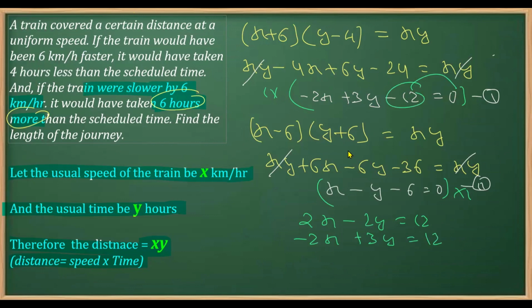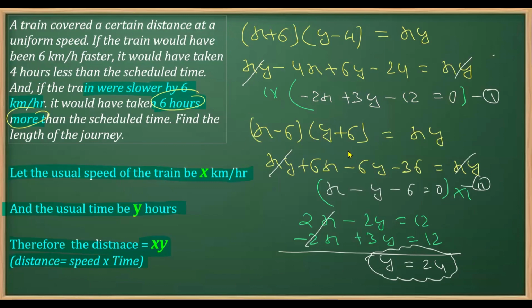Now this is on the right hand side. So now the rest is eliminating. The x terms get cancelled. This we are getting as y, and this is 24. So we got y as 24. Now I'm going to replace y in any of these equations. Let's say I replace here. So it's going to be x minus 24 minus 6 is equal to 0. So x is equal to 30. So this is the speed here.